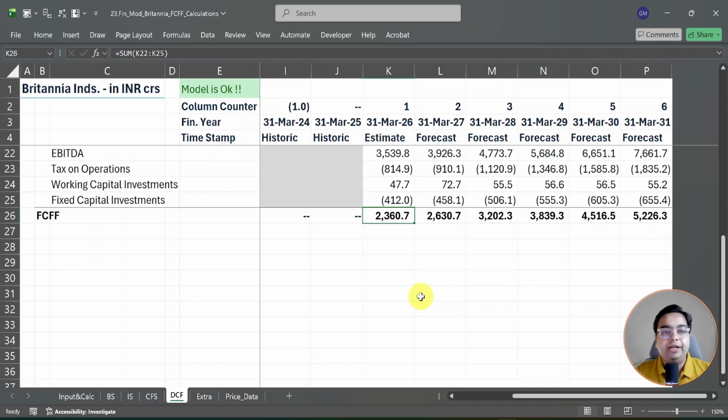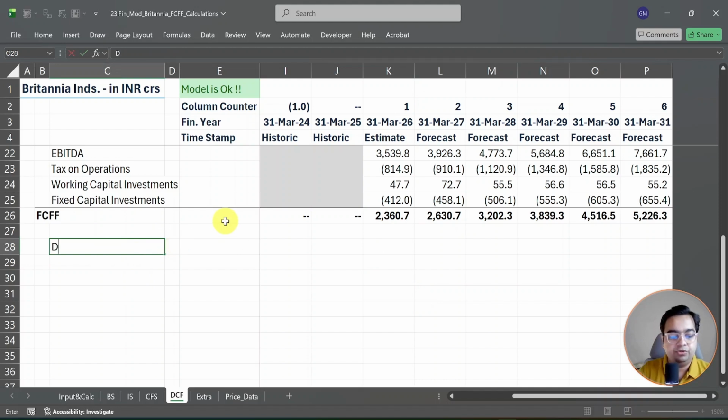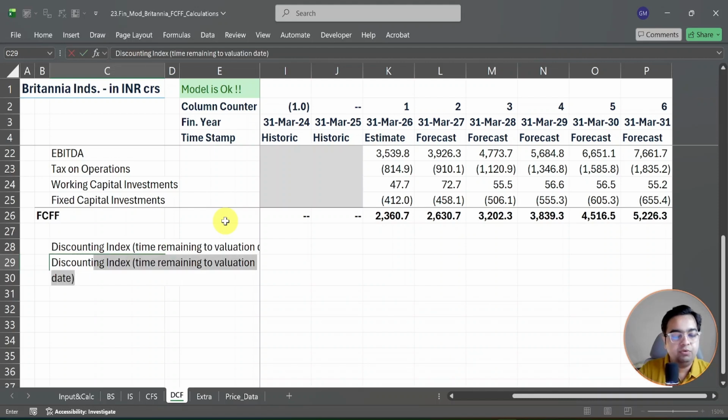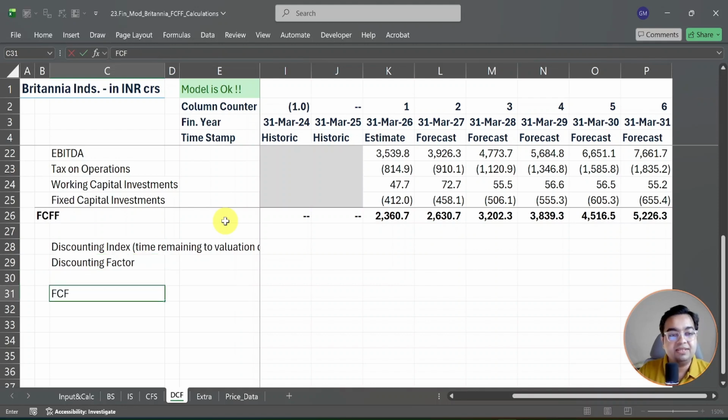Let's give row headers for us. Let's come to cell number C28 and we are going to write discounting index, which is basically time remaining to valuation date. And this time remaining is going to be in years. Then we have discounting factor. Then we will have FCFF available for discounting.